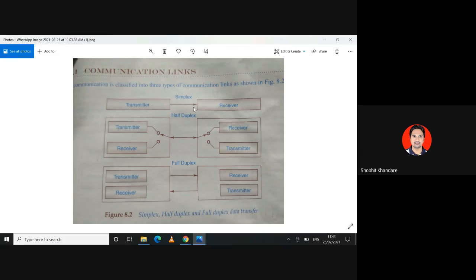Only one way communication is happening, other way communication is not happening. But in these two cases there are two-way communications, but with some restrictions. Okay, so these are called as different communication links.